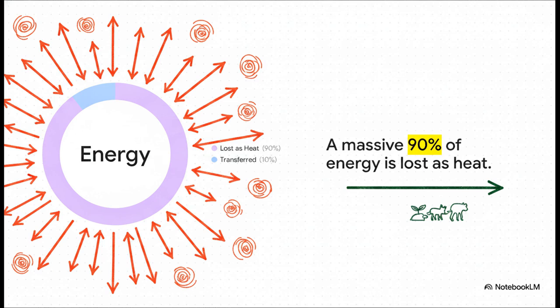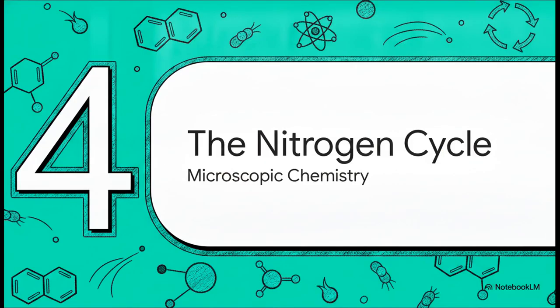Well, this donut chart brilliantly illustrates why. See that massive 90% slice? That represents energy literally bleeding off into the environment as lost heat. It just escapes the system. Compare that massive loss to the tiny 10% sliver of power that actually moves forward. It takes an enormous foundational amount of energy just to sustain the very next link in the food chain. Kind of crazy, right?